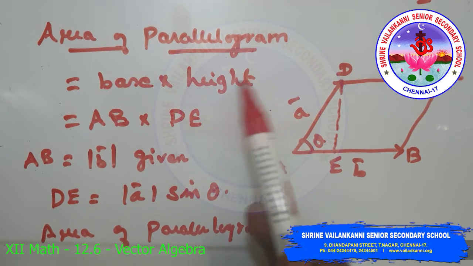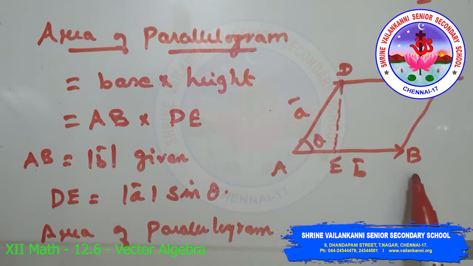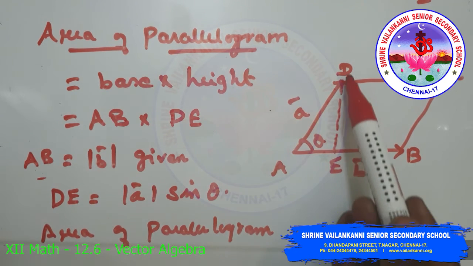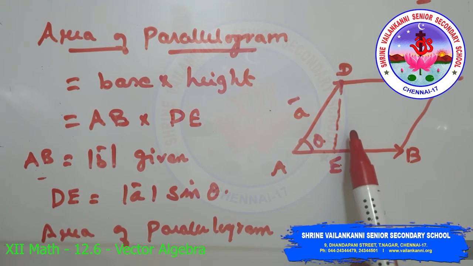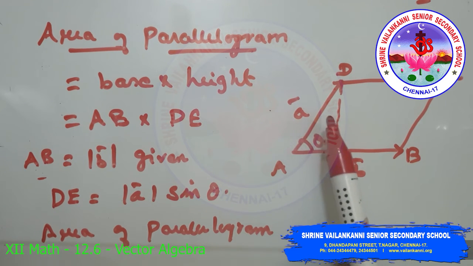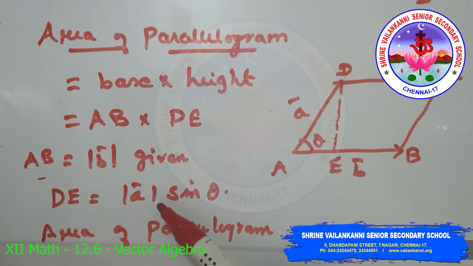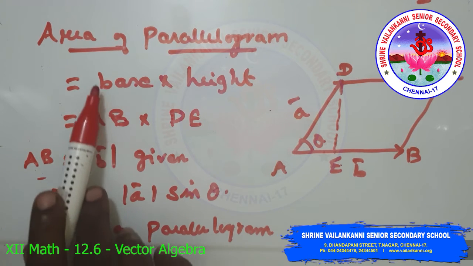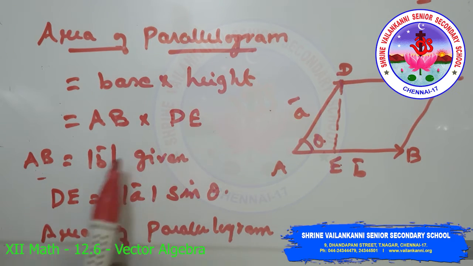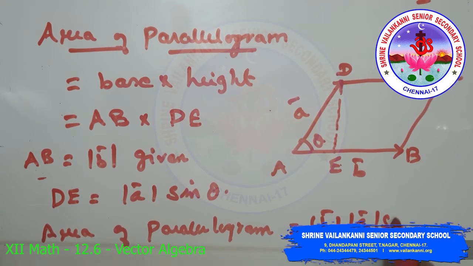So area of a parallelogram is base into height. Here base is AB and height is DE. AB equals vector B, which is given. So DE equals, we have to find the height DE. Using the Pythagoras theorem, opposite by hypotenuse is sin theta. So DE equals A into sin theta. So area of a parallelogram is AB into DE, AB is B, into A sin theta, which is nothing but modulus of A cross B.